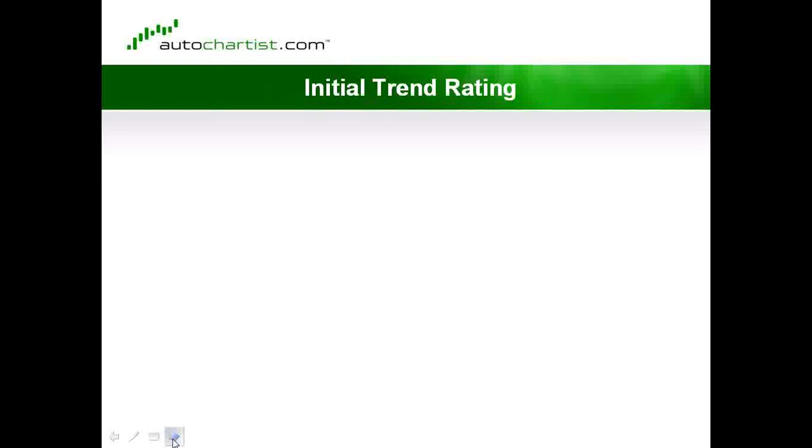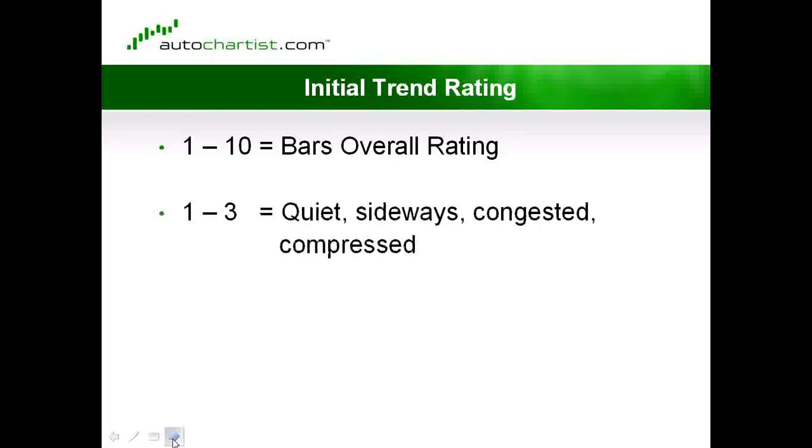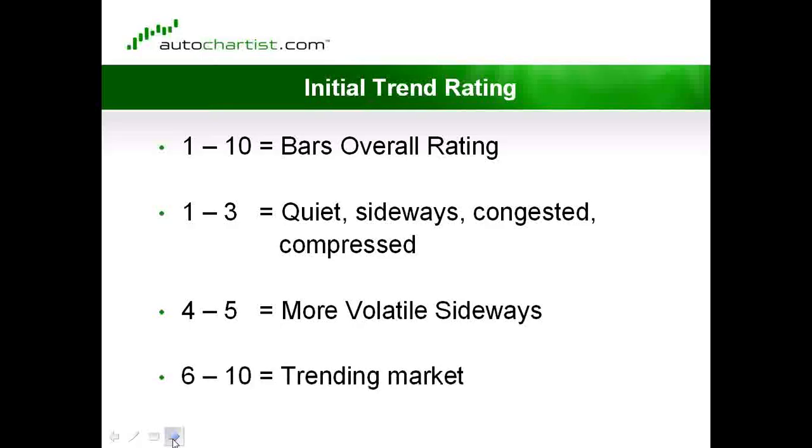The next slide we want to look at is what the initial rating is. The initial rating is defined by AutoChartist as a move from 1 to 10 bars. The 1 to 3 bar rating is a quiet, sideways, congested, or compressed type pattern. A 4 or 5 bar initial trend rating is a more volatile sideways pattern. You may get a start where there's a particular up move, and then the market will move sideways, and then there's a down move, and it tends to indicate a little bit more whipsaw action, but it stays within the AutoChartist boundaries of the support and resistance lines. Finally, a 6 to 10 bar rating is considered to be a trending market.